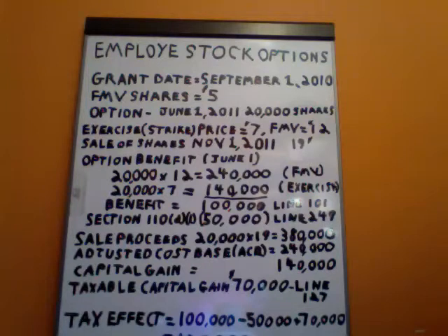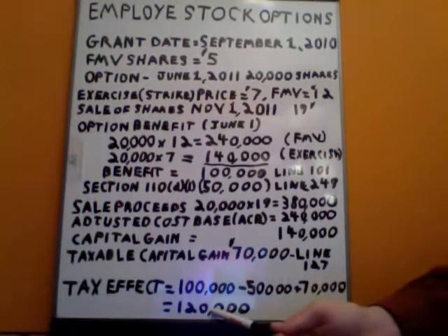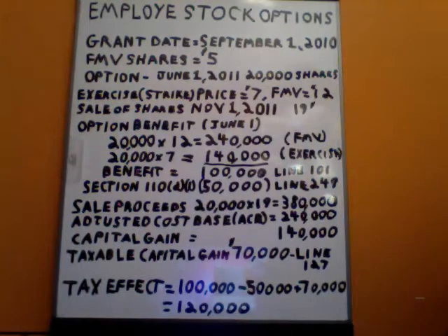Now, the tax effect in total on this transaction is as follows. $100,000, the option benefit, deduct the option benefit deduction of $50,000, and add the taxable capital gain of $70,000. That works out to a total of $120,000. So if this individual was in the high bracket, which means he earned over $130,000 a year, and is being taxed in Ontario, because I'm located in Ontario, at a tax rate of 46.41%, he would pay income tax on 46.41% of $120,000.